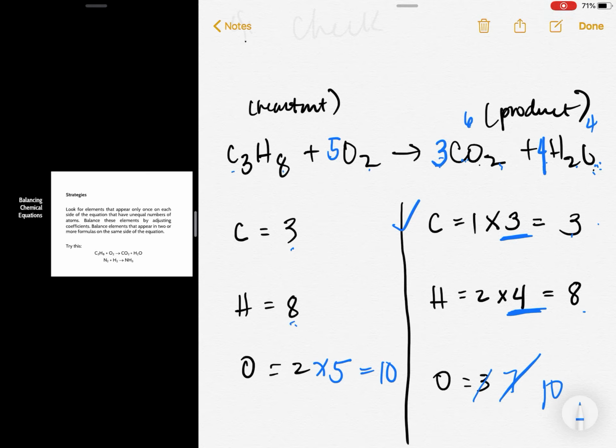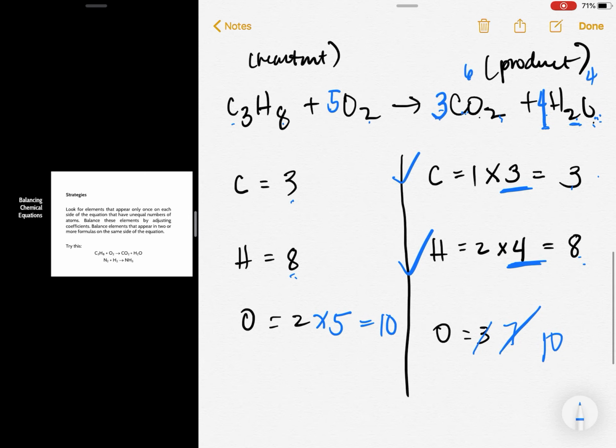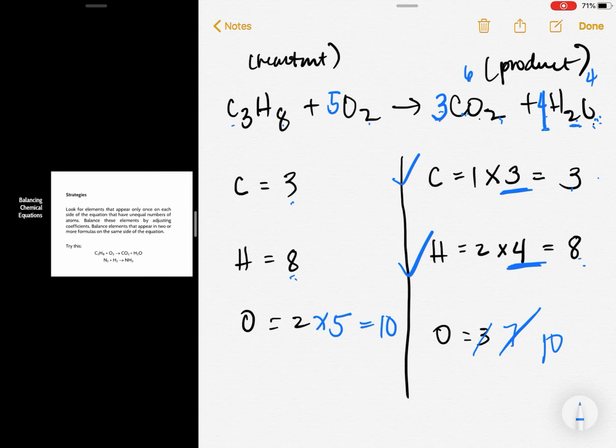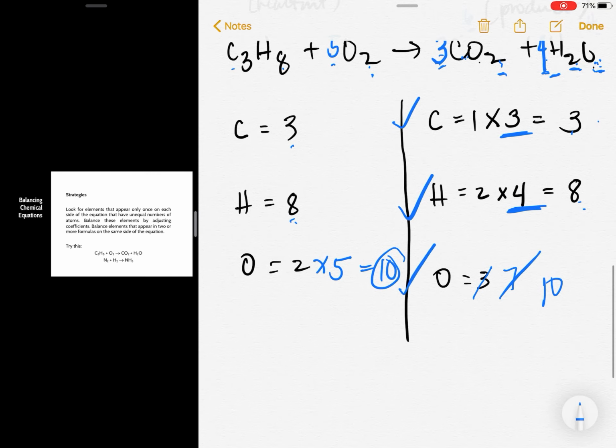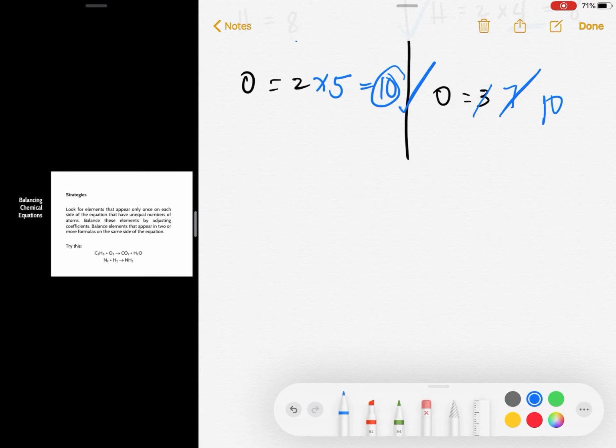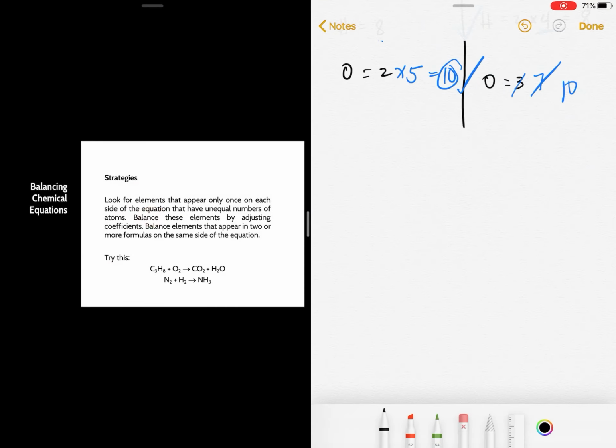Hydrogen on the reactant side is 8. And then hydrogen on the product side is 4 times 2, it's also 8. So it's balanced. Reactant side, oxygen is 10 kasi 5 times 2, it's 10. On the product side, 3 times 2 is 6. 4 times 1 is 4. 6 plus 4 is 10. So this is also balance. Napakadali, madali lang po. Kailangan lang po talaga mag-practice, no? Walang gumagaling sa chemistry kung hindi nagpa-practice.